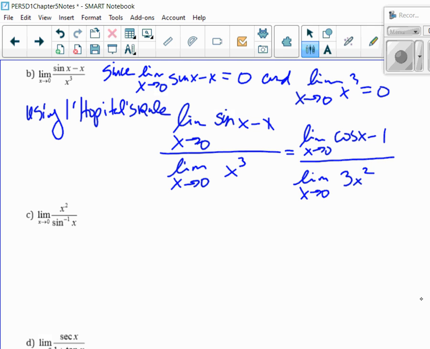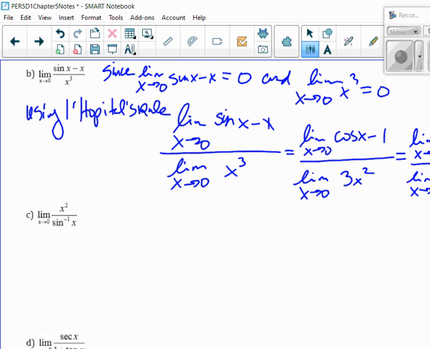We've got to do it again. I don't have enough room to do that. So, we're going to keep going. For time's sake, we're not going to state it again. Like I said, on the exam, they've only done it where you did L'Hopital's rule once. Okay, so then this would be the limit as x goes to 0 of, what's the derivative of cos x minus 1? Negative sine x over the limit as x goes to 0 of 6x.